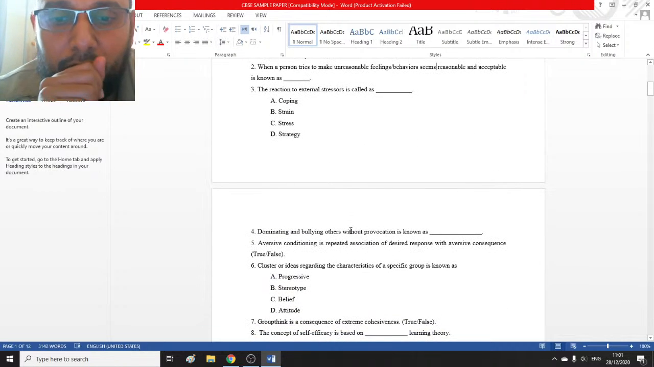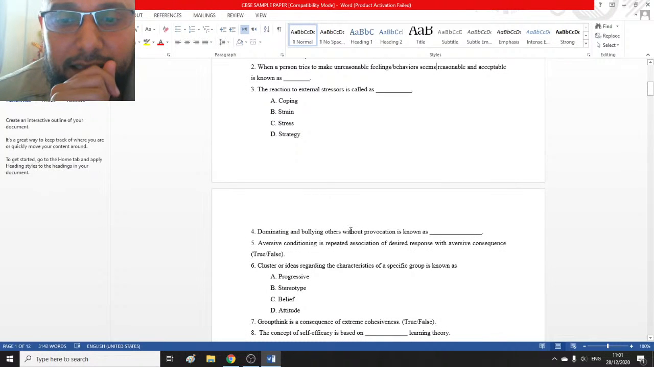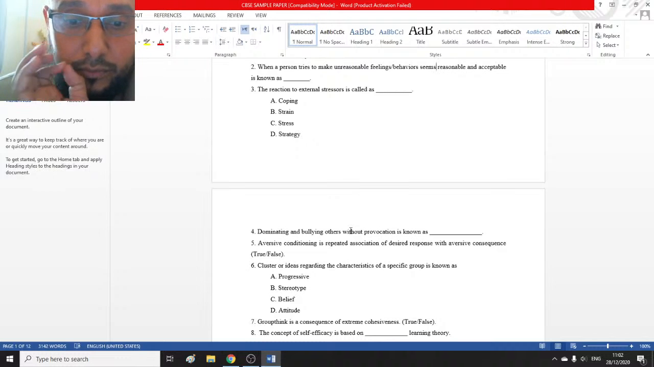The question number 4, dominating and bullying others without provocation is known as proactive aggression. In chapter 4, we have aggression. It is the proactive aggression. The question number 5. Aversive conditioning is repeated association of the desired response with an aversive consequence. True or false? It is true.